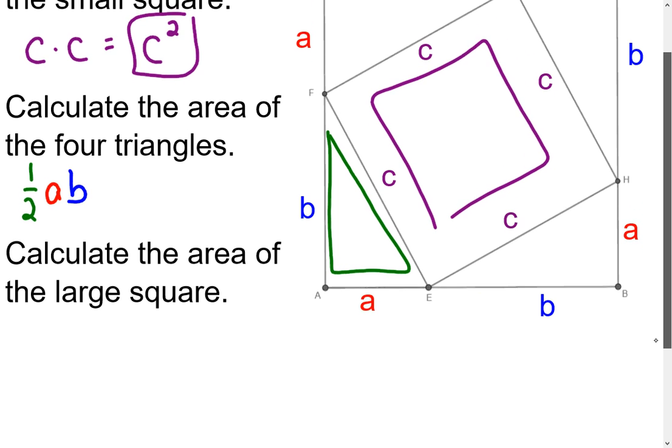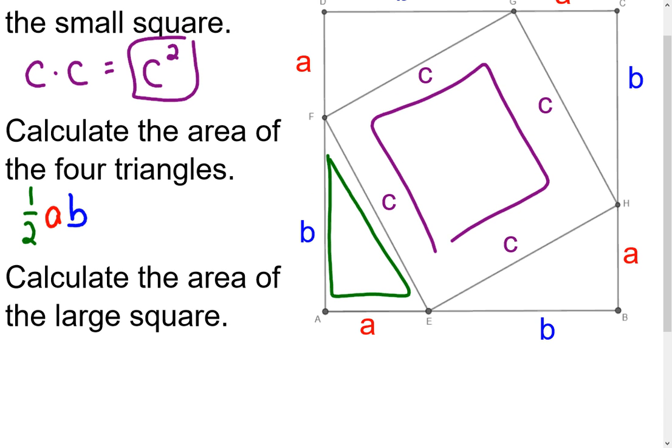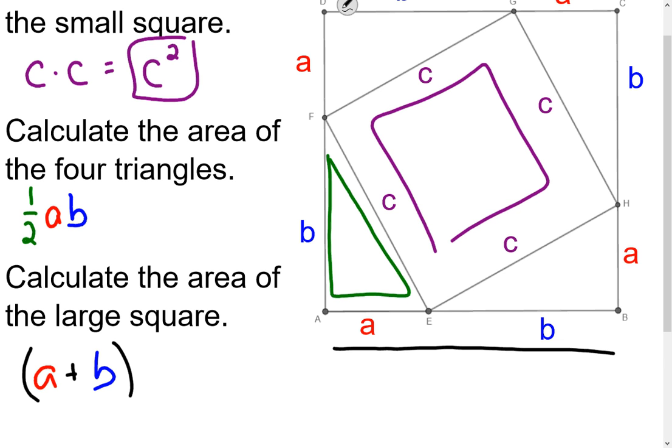And then last but not least, I want to calculate the area of the big square. So again, I have to do base times height. Now, the base in this one is that whole length, so I'm going to have to add together the lengths of A and B. That's going to give me the base. Well, the height is the exact same thing, so I'll still have A and B added together.